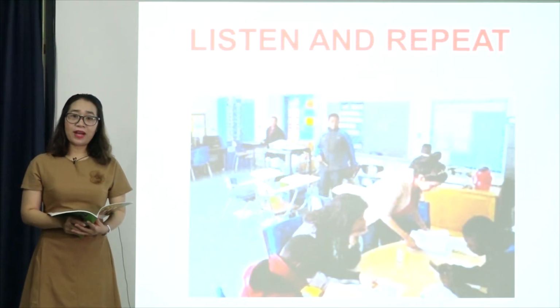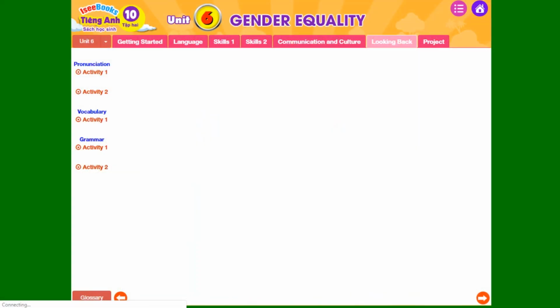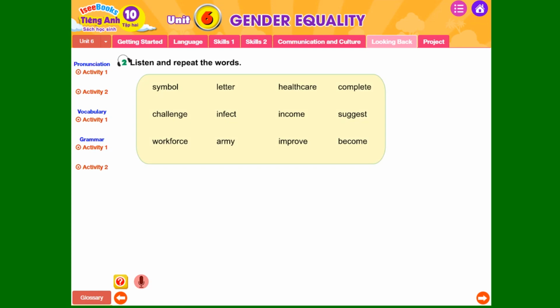Now we continue activity 2, listen and repeat the words. Symbol, letter, healthcare, complete, challenge, in fact, income, suggest, workforce, army, improve, become.